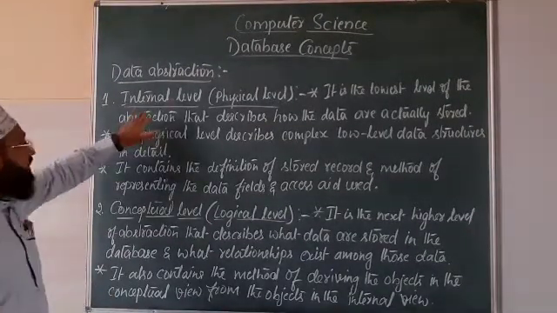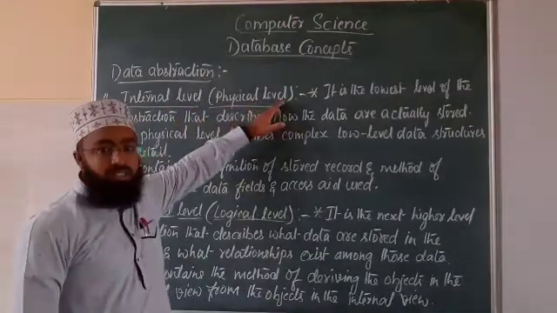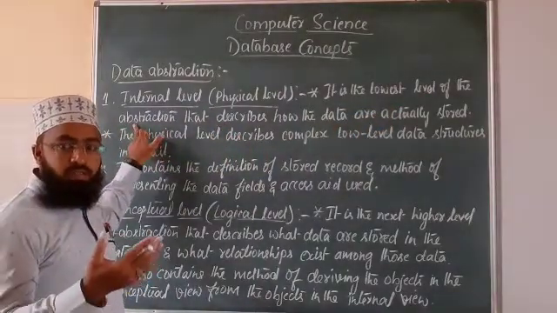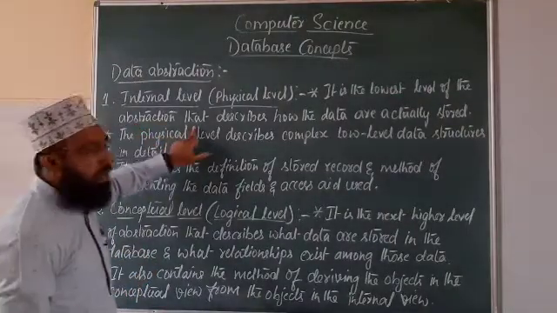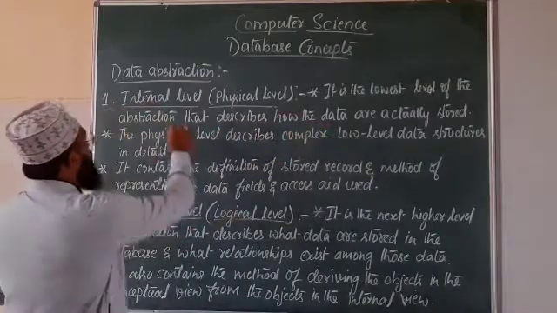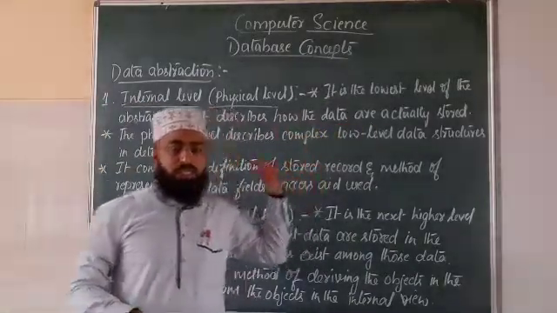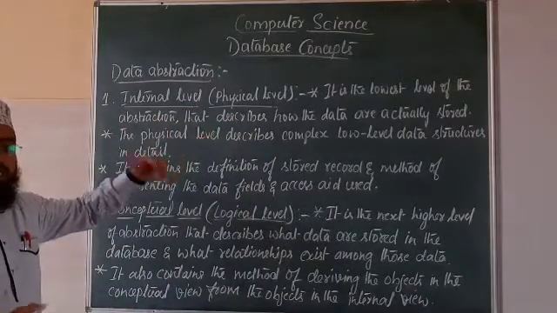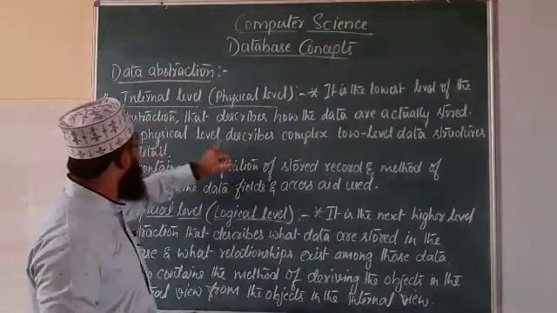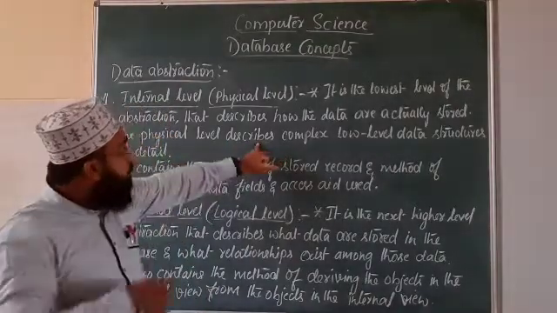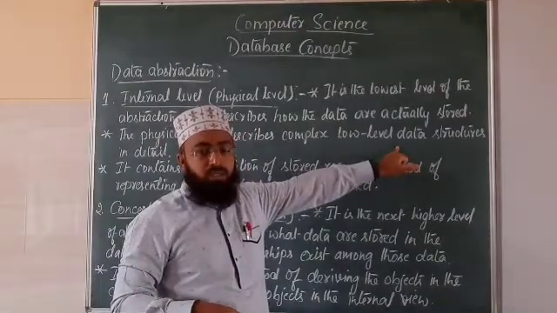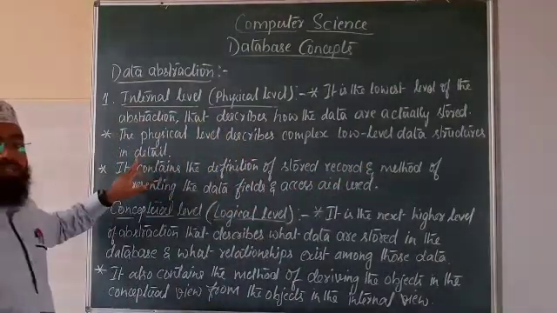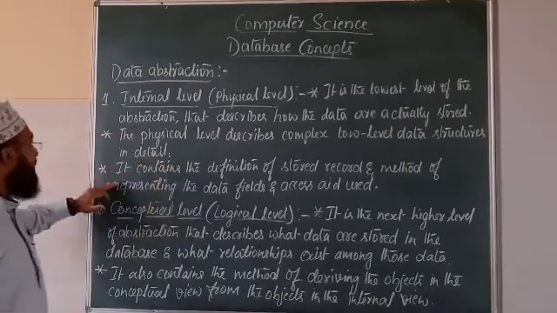Come to the first type now, that is the internal level, which can also be called the physical level. It is the lowest level of the abstraction. If you see the diagram, you can understand it is the lowest level of the abstraction. It describes how the data are actually stored. The physical level describes complex low level data structures. It describes not the simple data structures, it describes the complex low level data structures in detail.